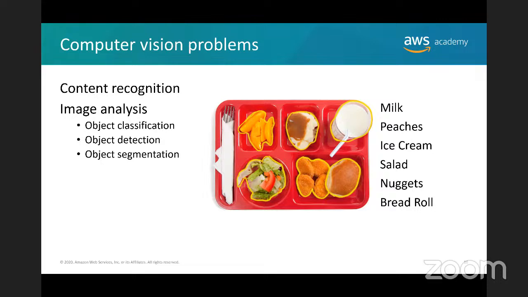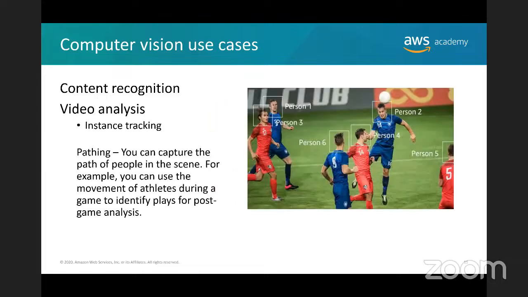In the previous case, there is a rectangular box. Here there is exact cutting. You can see that, right? So the third one is object segmentation, after object classification and object detection. Another computer vision case is content recognition, right? We can find out the path of a particular player, how he's playing, how he's striking, and all these things. You can capture the path of the people in the scene, the movement of every player, right? That is known as instance tracking.